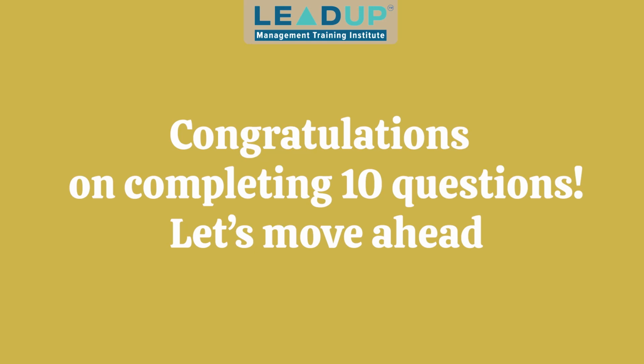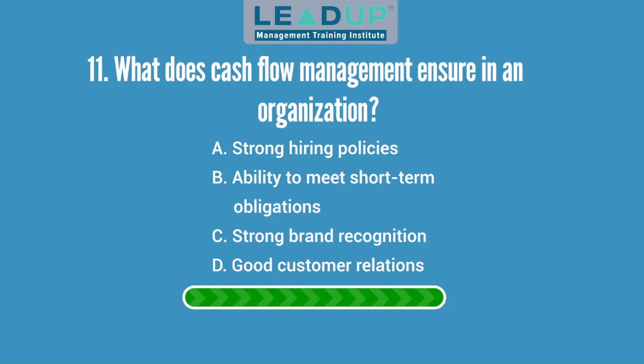Congratulations on completing 10 questions. Let's move ahead. Question 11. What does cash flow management ensure in an organization? A. Strong hiring policies, B. Ability to meet short-term obligations, C. Strong brand recognition, and D. Good customer relations. The answer is ability to meet short-term obligations.